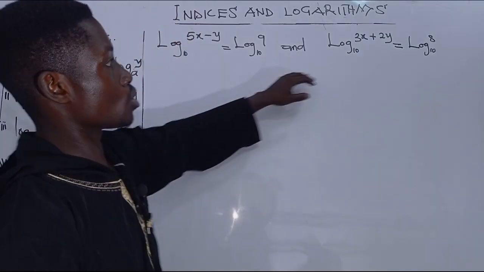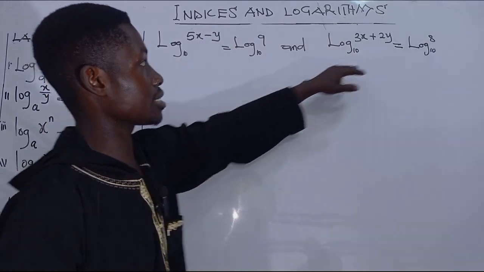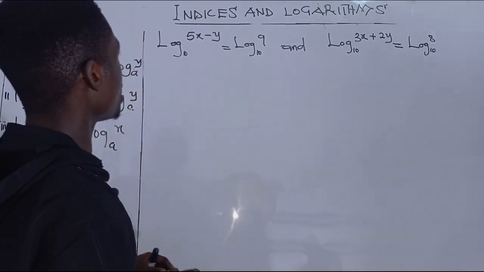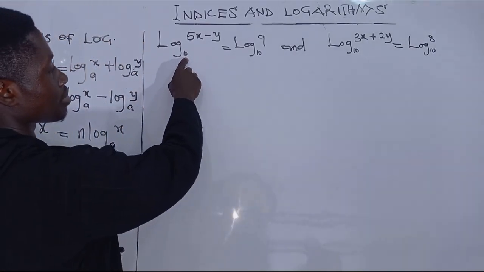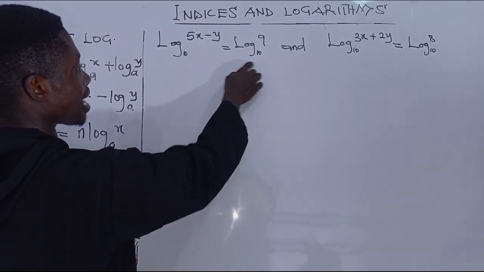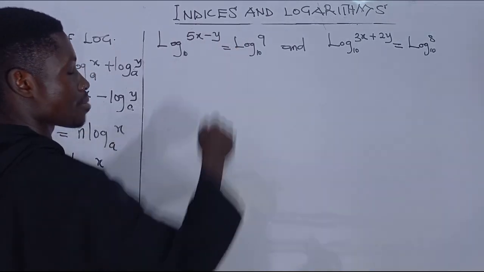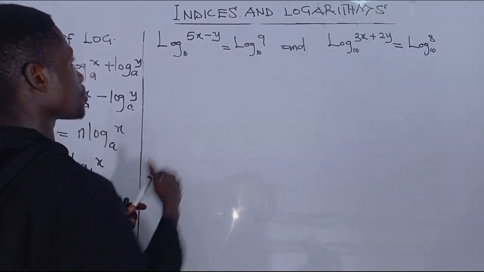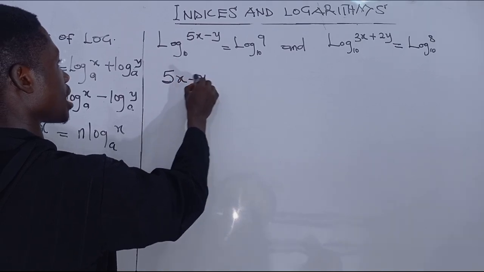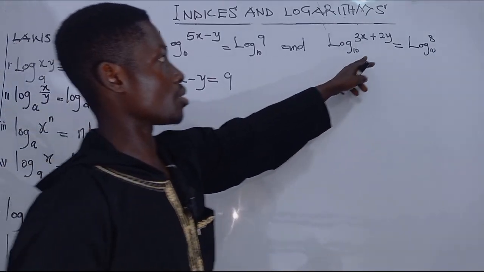So we want to solve these two equations simultaneously. In other words, we want to find the values of x and y that satisfy these two logarithmic equations. So we have log to the base of 10, log to the base of 10. Since these two logarithms are equal and they have the same base, we can equate their arguments, the numbers. So with this, we shall have 5x minus y is equal to 9.